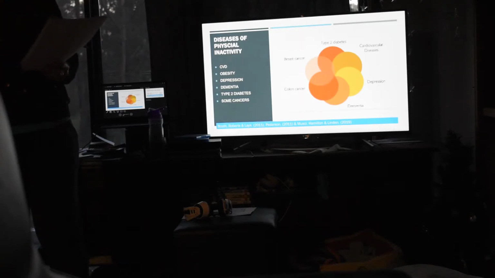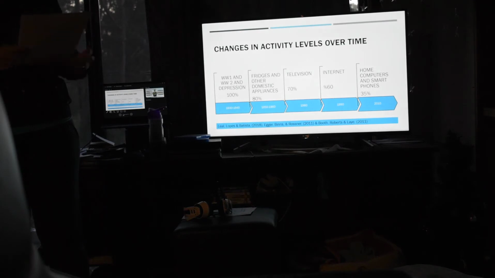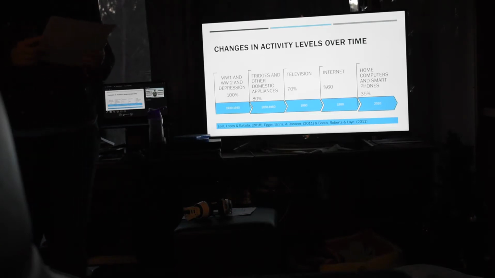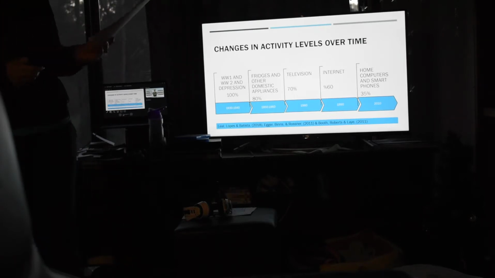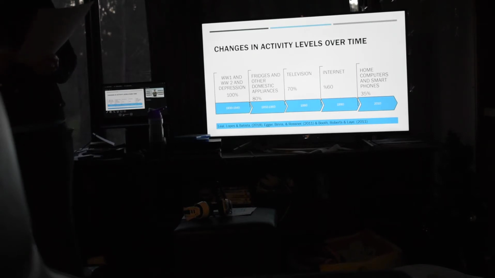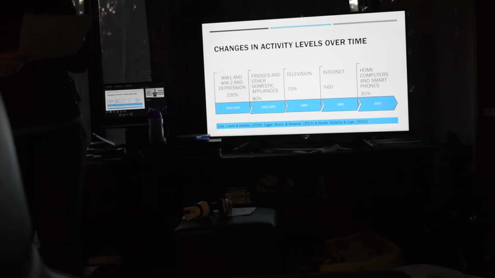So I'll just go into the changes that have happened over the time leading to this epidemic of inactivity. So up to 1/3 of the world's population today do not meet the recommended 150 minutes of moderate to vigorous physical exercise per week. And as you can see from that slide, our current daily step count has decreased up to 70% from the 1950s due to the advent of time-saving devices, television, and in particular the internet and smartphones and home computers. So physical inactivity is now killing more people worldwide than smoking, which is a very scary thing.